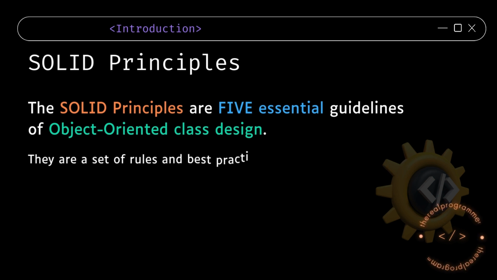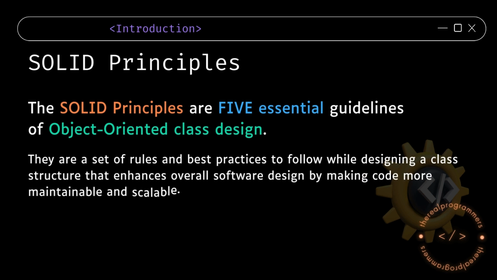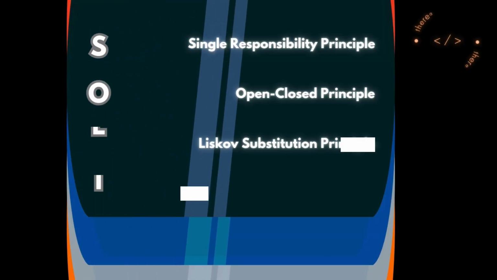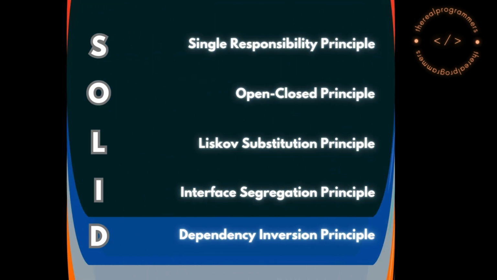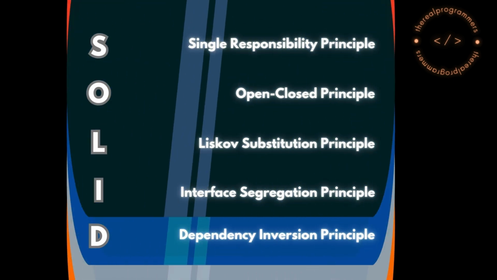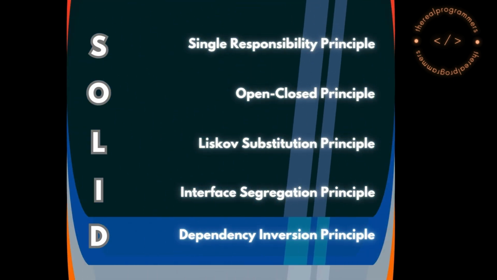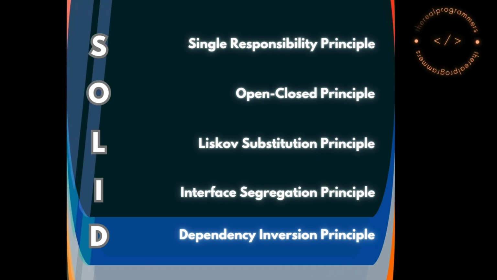In other words, these principles are a set of rules and best practices to follow while designing a class structure that enhances overall software design by making the code more maintainable and scalable. As you might already know, the acronym SOLID stands for Single Responsibility Principle, Open Closed Principle, Liskov Substitution Principle, Interface Segregation Principle, and Dependency Inversion Principle. We will go through them one by one in this video. And let's start with the first one on the list, the Single Responsibility Principle.